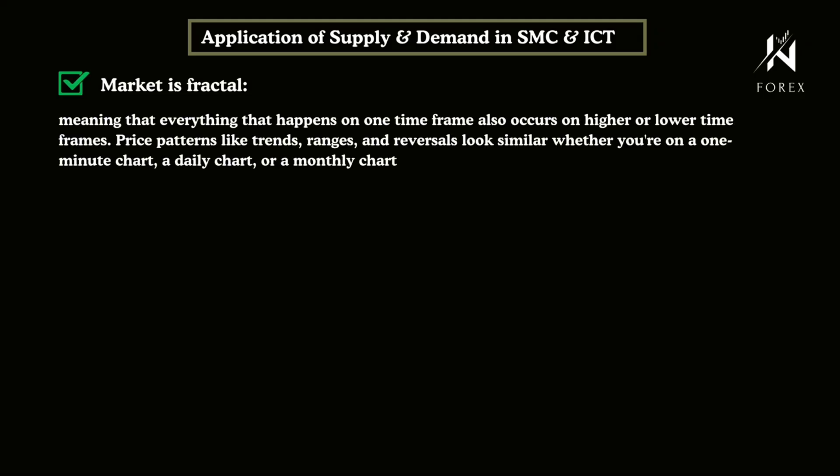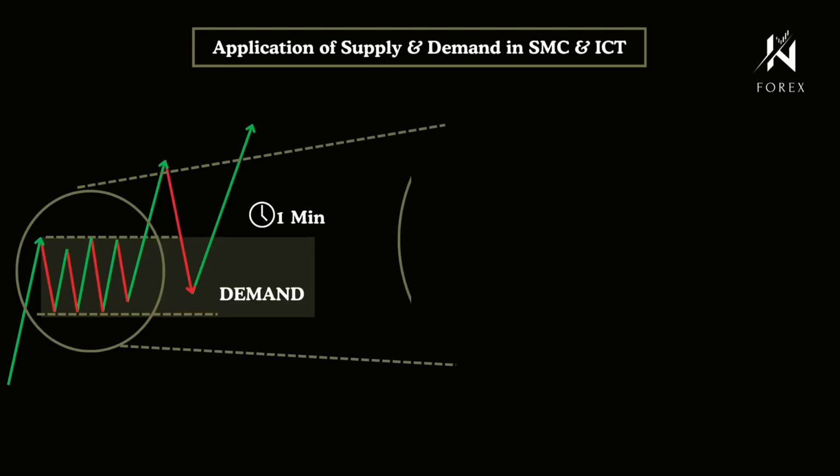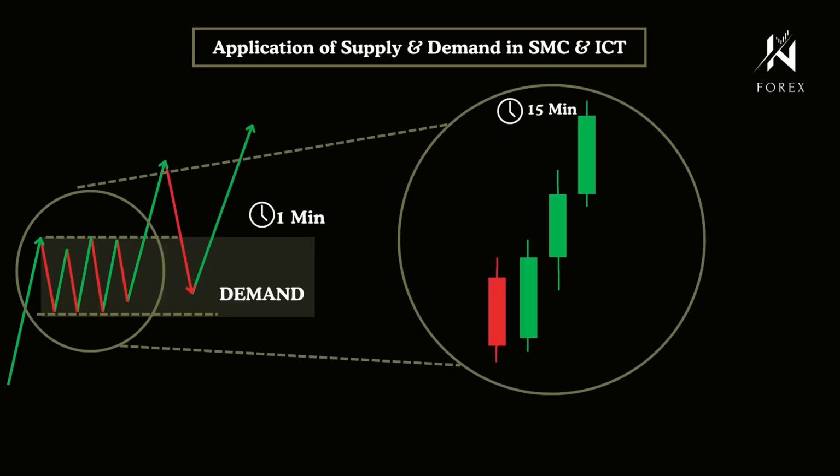How do we apply supply and demand within smart money concepts or ICT methodology? First, understand that the market is fractal. What happens on a lower time frame also plays out on higher ones. Price behavior such as trends, consolidation, and reversals appear consistent whether you're looking at the 1-minute chart, the daily chart, or the monthly chart. For instance, if a demand zone appears on a 1-minute chart, and then we shift to a higher time frame, like the 15-minute chart, we may notice that the entire base formation from the 1-minute chart condenses into a single bearish candle that precedes a strong upward move.